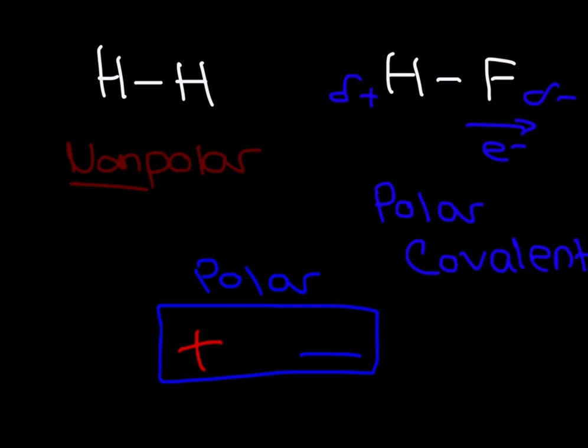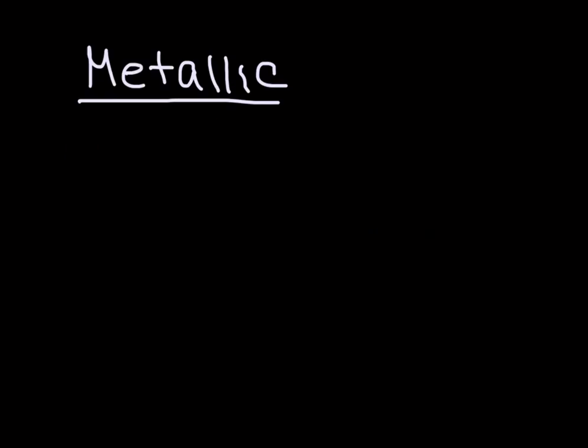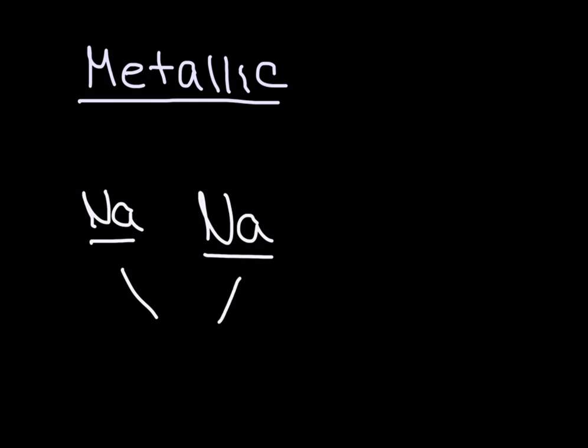Electronegativity is the ability of an atom to attract an electron towards itself, and fluorine does a good job at doing that. Now that you know polar covalent bonds and nonpolar covalent bonds, it's time to move on to metallic bonding. So metallic bonding is one of the easier bonds to understand because it only occurs between metals.